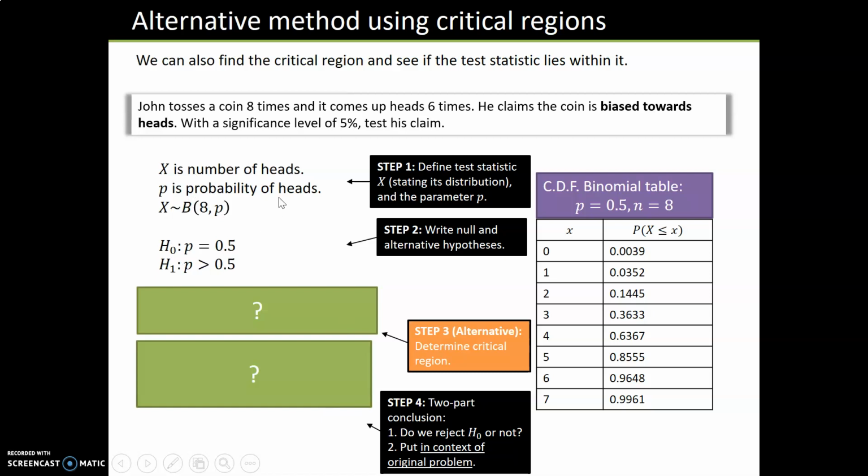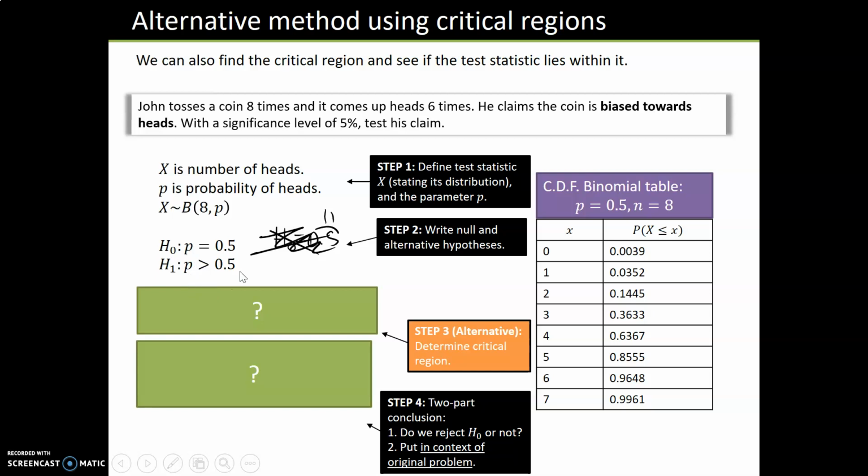You start the same way: you define your test statistic and your parameter, and you write your hypotheses. One thing I will say, it is really important to write the p here for the hypotheses. I have seen people write things like H0 equals 0.5. That's bad, do not do that. That's just wrong. You need to write a p, in this case for probability.